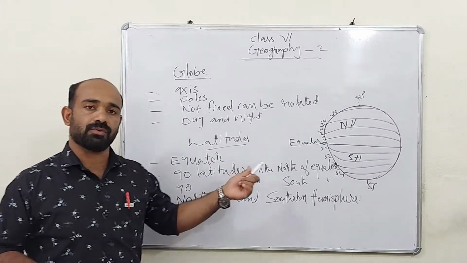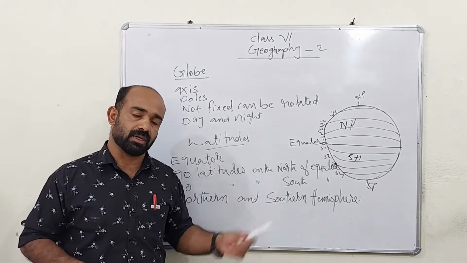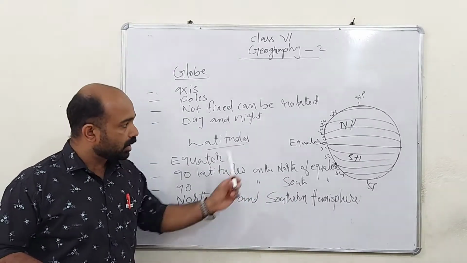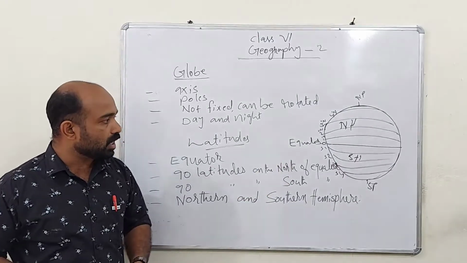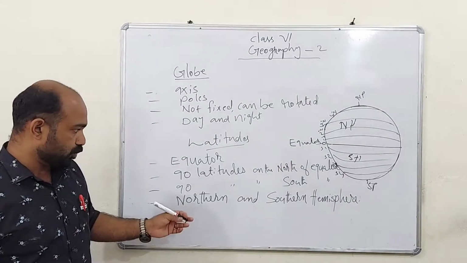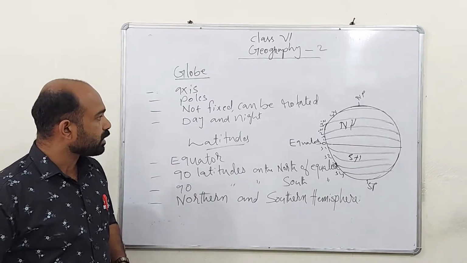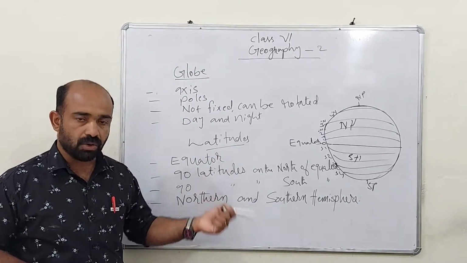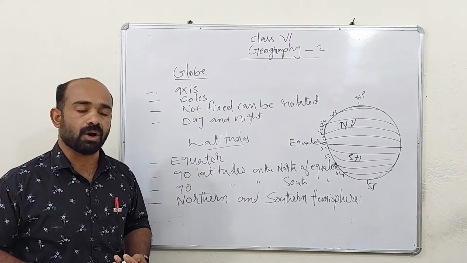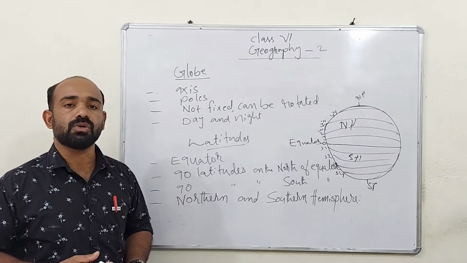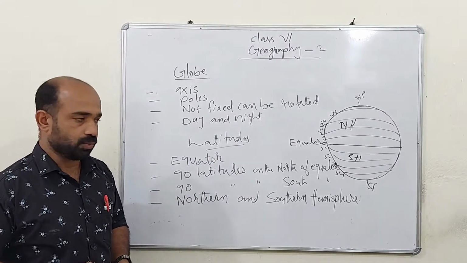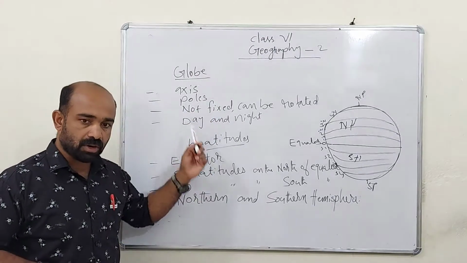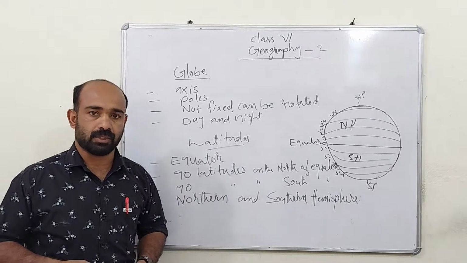The part of the earth above the equator is called northern hemisphere, and the part of the earth below the equator is called southern hemisphere. These are some things about latitudes. There are 90 latitudes in the north, 90 latitudes in the south, plus the equator is also an important latitude. So here we have studied something about the globe and also latitudes.